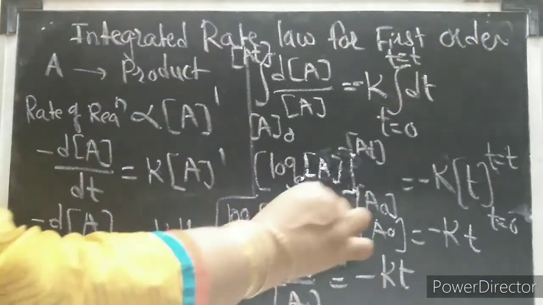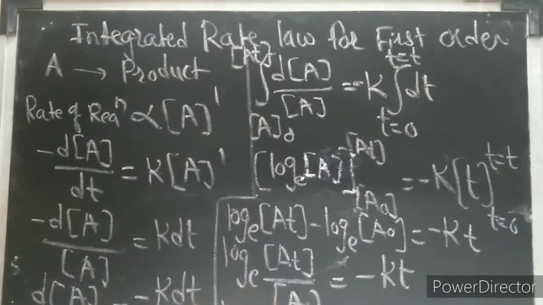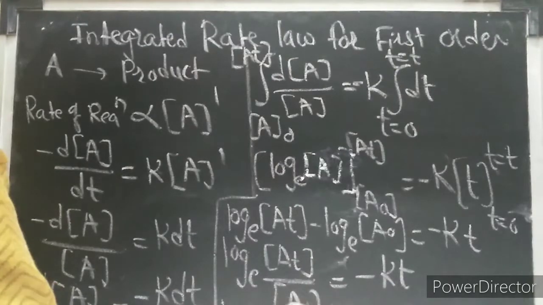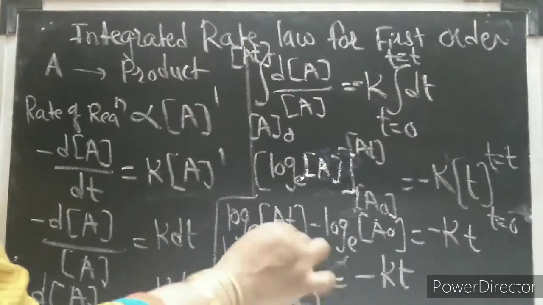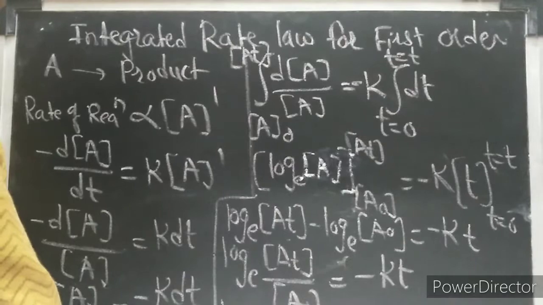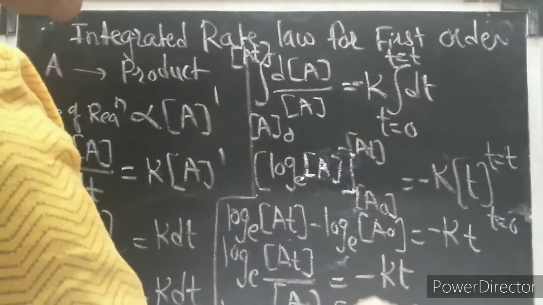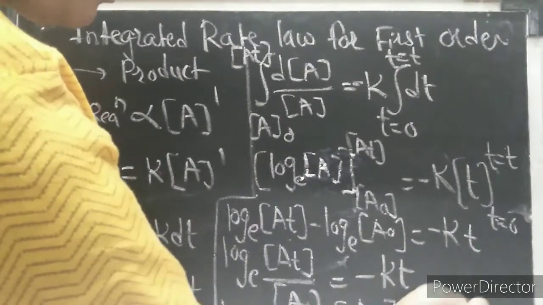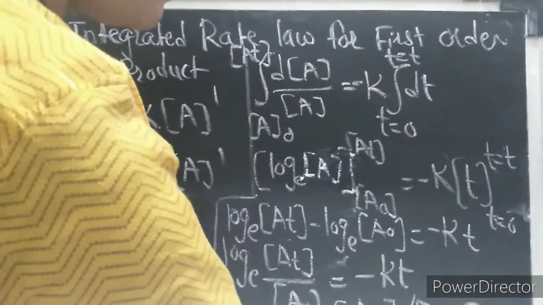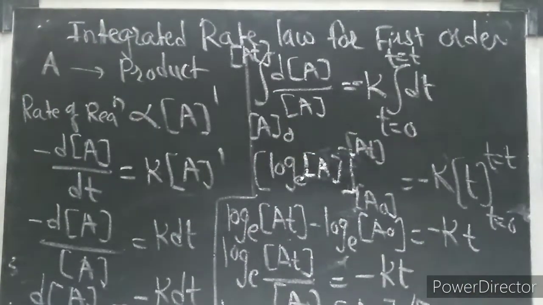Is it clear? So what is kt equal to? See, the sign is changed. kt is equal to, now when it is minus, then shift here. So it will be log to the base e, see the change, A0 upon At. Concentration of A0 upon At. That will be our value.